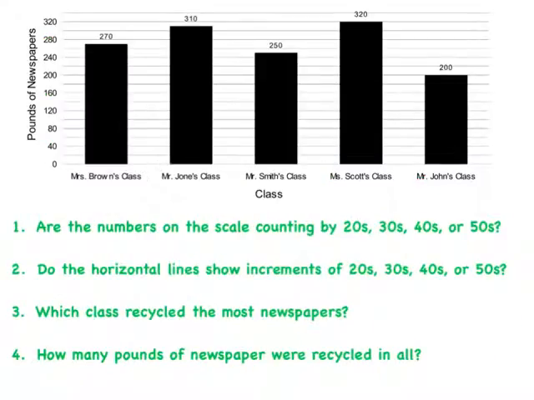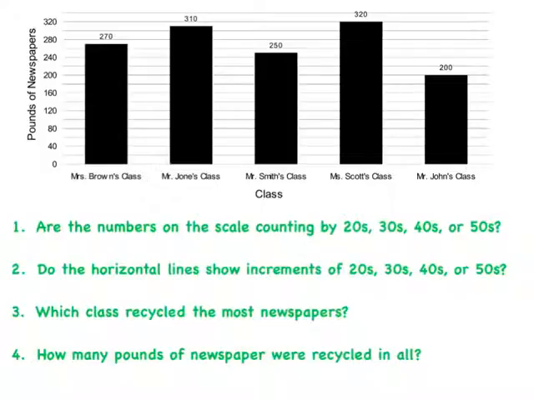So let's look at an example of a bar graph. This particular bar graph is talking about recycling newspapers. And in this school we have 5 different classes who had collected newspapers to be recycled. So on the left-hand side, going up the y-axis, I see the pounds of newspaper, and going across the bottom on the horizontal axis, I see the classes.